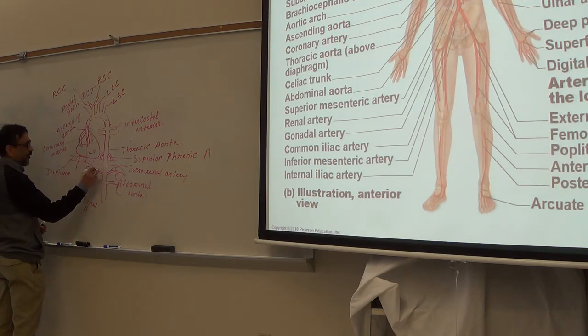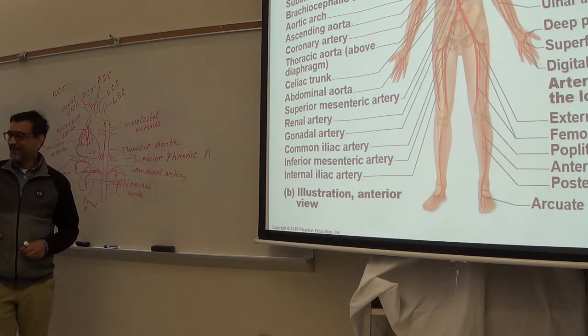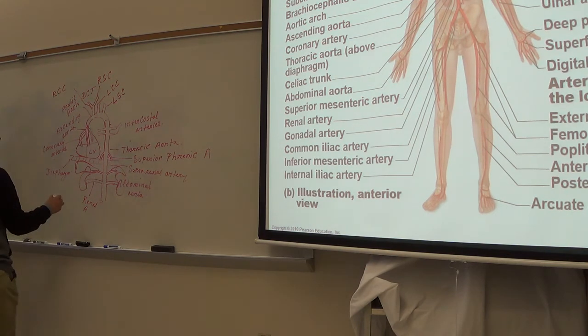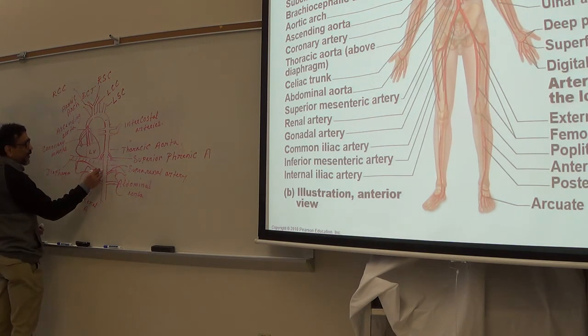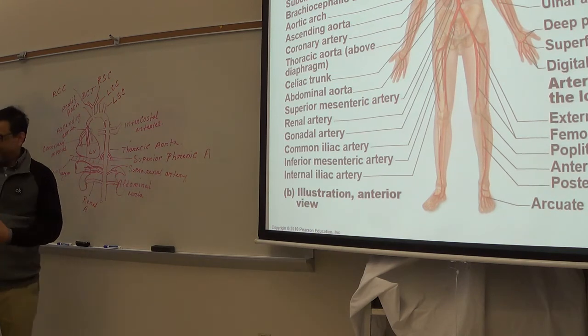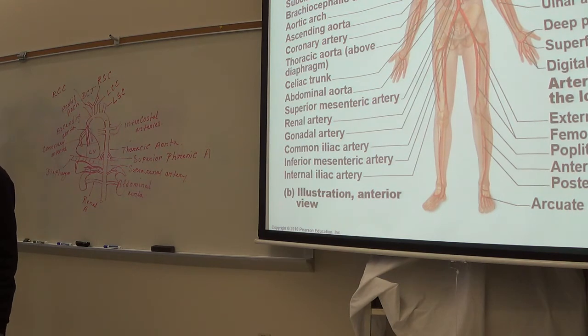This is your liver. How many livers do you have? One? Liver is only one, right? Okay. So, the hepatic artery goes to the liver. Does it make sense? Hepatic means liver, right? You know that. Hepatic failure, right? Liver failure. So since there is only one liver, one hepatic artery goes to the liver.